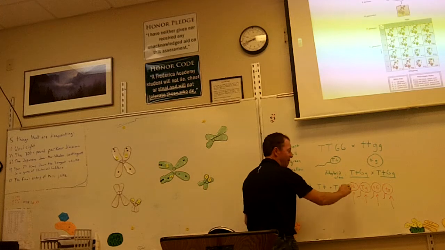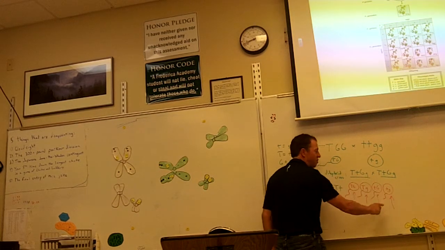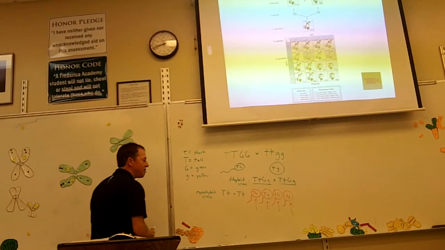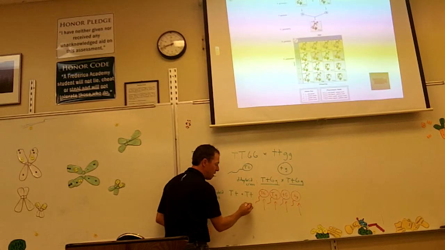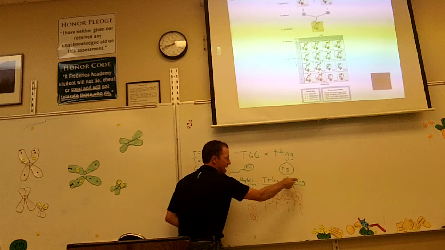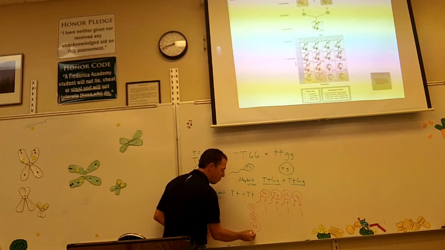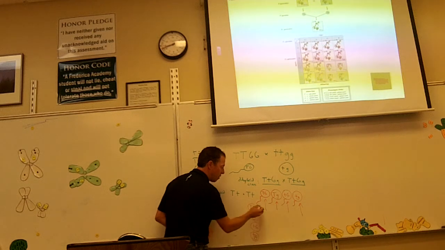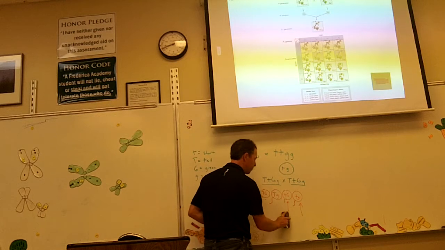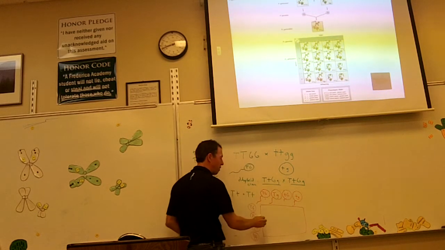So, if this organism can make these 4 types of sperm, and this organism can make 4 types of eggs that are the same configuration because they have the same genotypes, you're going to end up with a rather large Punnett square that has 16 boxes. Wait, how are you getting those egg cells from just one?